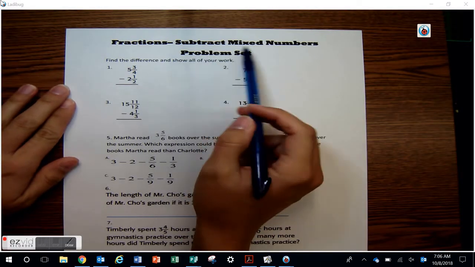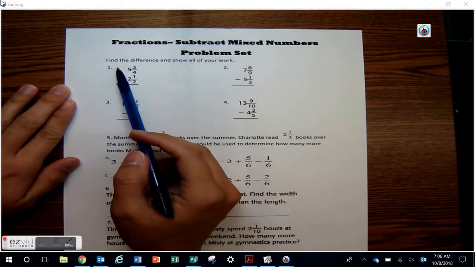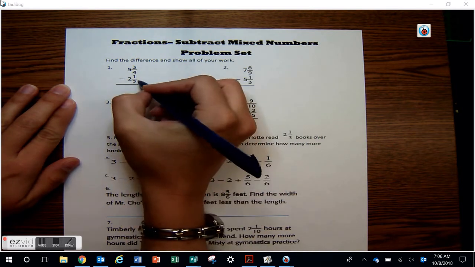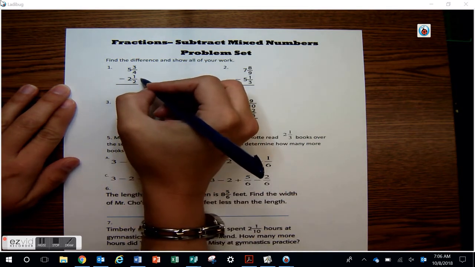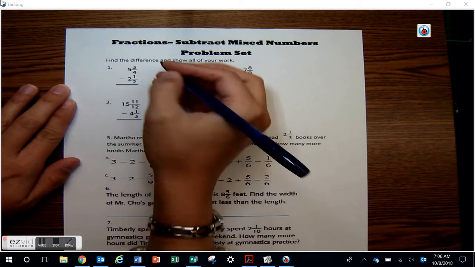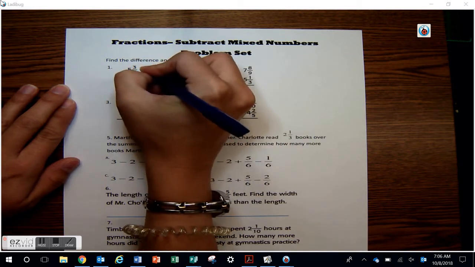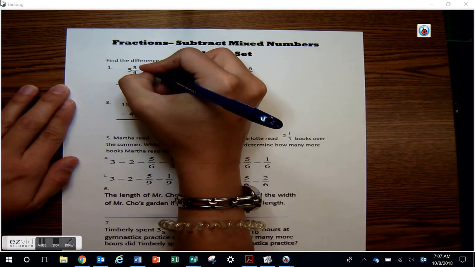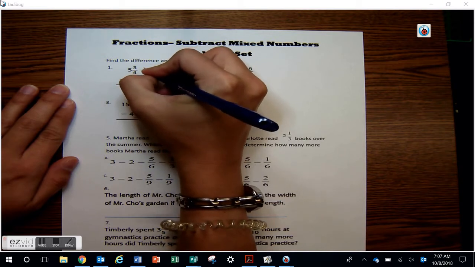Okay, so here's our problem set for subtracting mixed numbers. We're going to find the difference and show all of our work. Before I can subtract these fractions, what do they need? They need a common denominator. So let's come over here and let's multiply. Whoops, let's change that to multiplication.